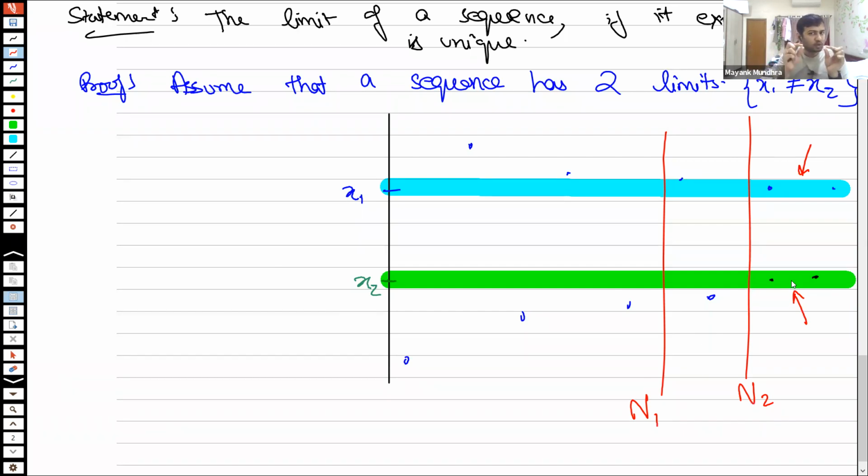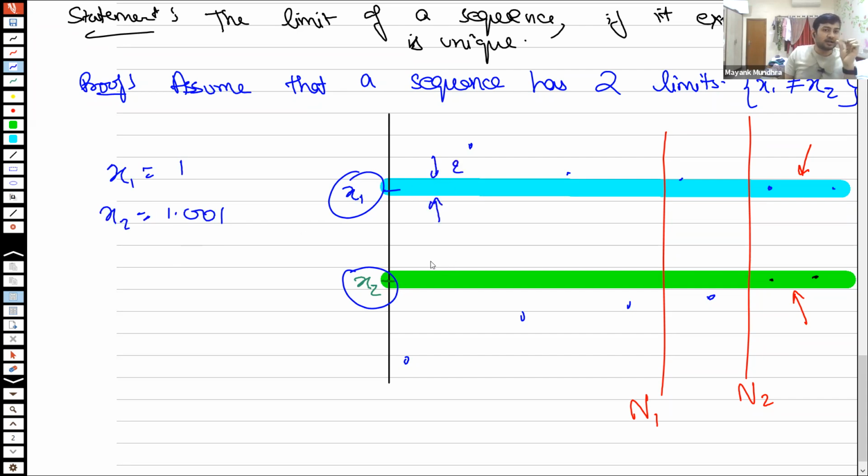Now, these bands don't coincide because I have constructed them in such a way that they don't coincide. I don't care how close x1 and x2 are. You can take x1 equals 1 and x2 equals 1.001. I can still construct epsilons in such a way that these bands are not coincidental. You can take epsilon equals 10 to the power minus 10, in which case, if you zoom into the graph 10 to the power 10 times, you would see that x1 and x2 are far apart, and the epsilon bands don't coincide.